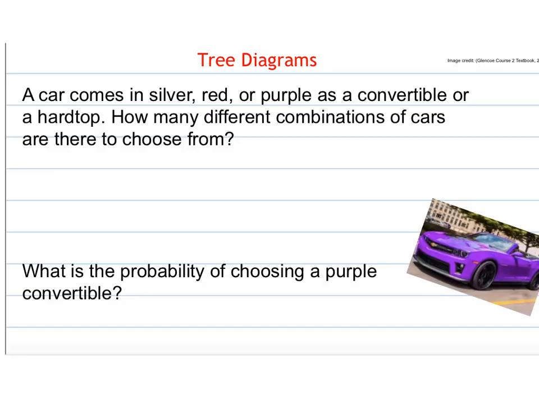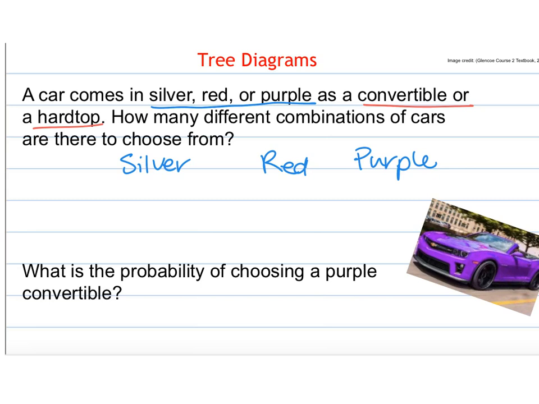Okay, so another one, we're making tree diagrams here. A car comes in silver, red, or purple as a convertible or a hardtop. How many different combinations of cars are there to choose from? So it looks like first you are choosing a color, and then after that you are picking either convertible or a hardtop. Okay. So starting with the first event, that's the thing that you are doing, you're picking a color. So you can choose silver, you can choose red, or you could choose purple. Okay, so that's the first event.